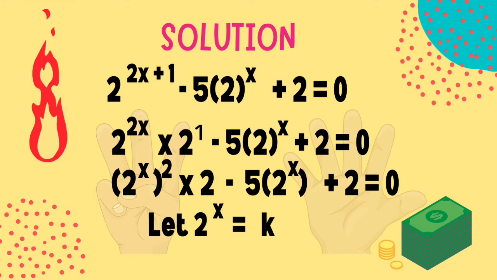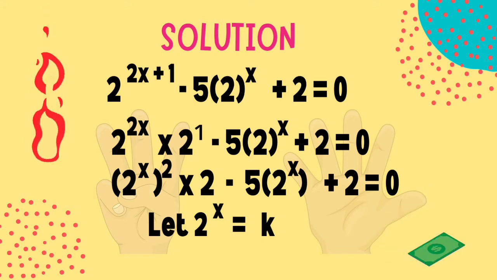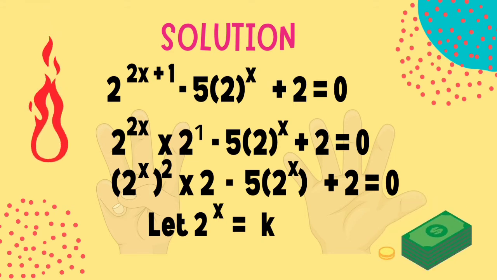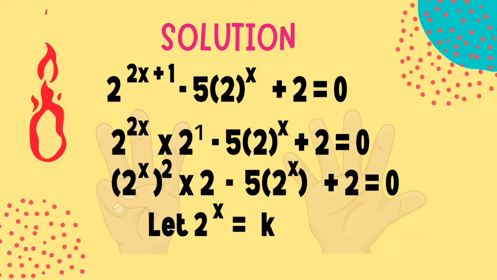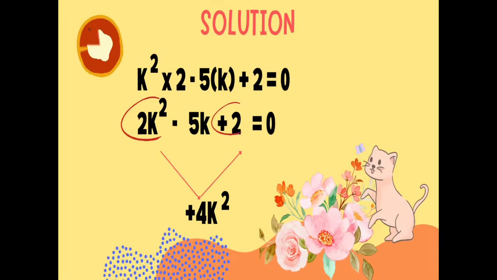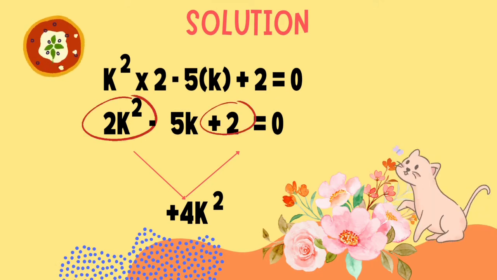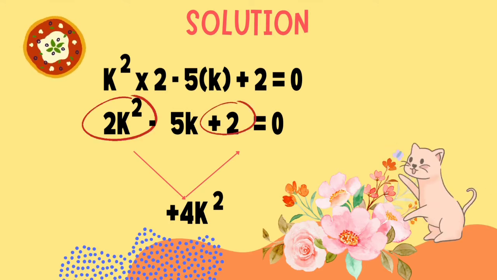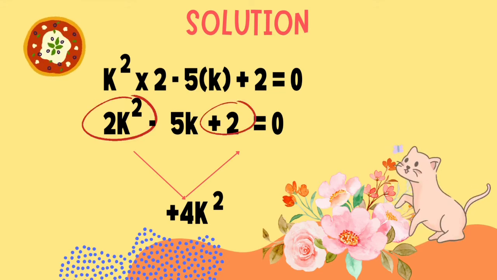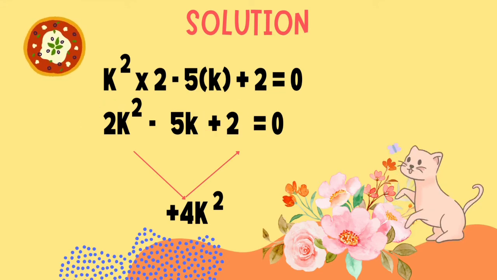So wherever you find 2 raised to power x in the expression, you replace it with k, leaving you with the expression k squared times 2 minus 5 brackets k plus 2. And so you can see that it will turn into a quadratic equation, 2k squared minus 5k plus 2 being equal to 0. The next thing we'll do is to factorize this quadratic equation.